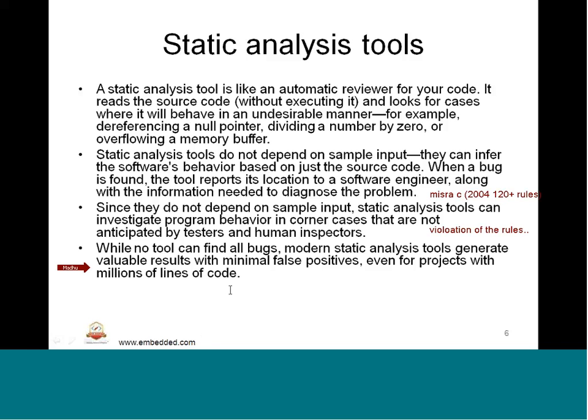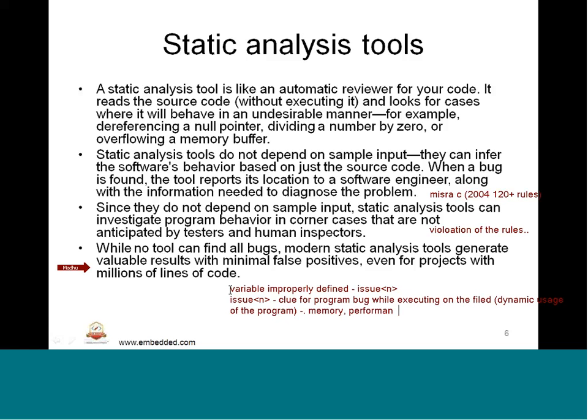Suppose it identifies a variable as improperly defined, this is an issue. Say this issue n is definitely a clue that the program can have a bug while executing in the field, or when there is dynamic usage of the program. It could be any issue like memory, performance, speed, timing, etc. Anything it could be.